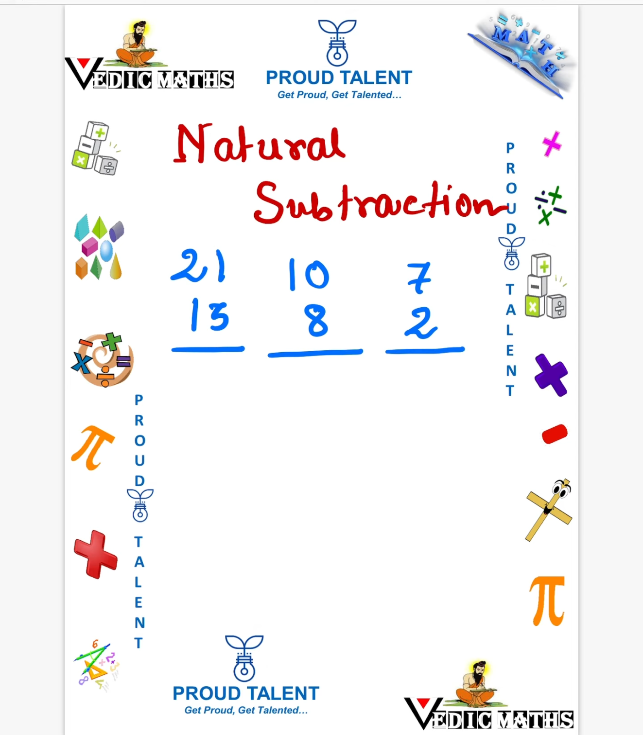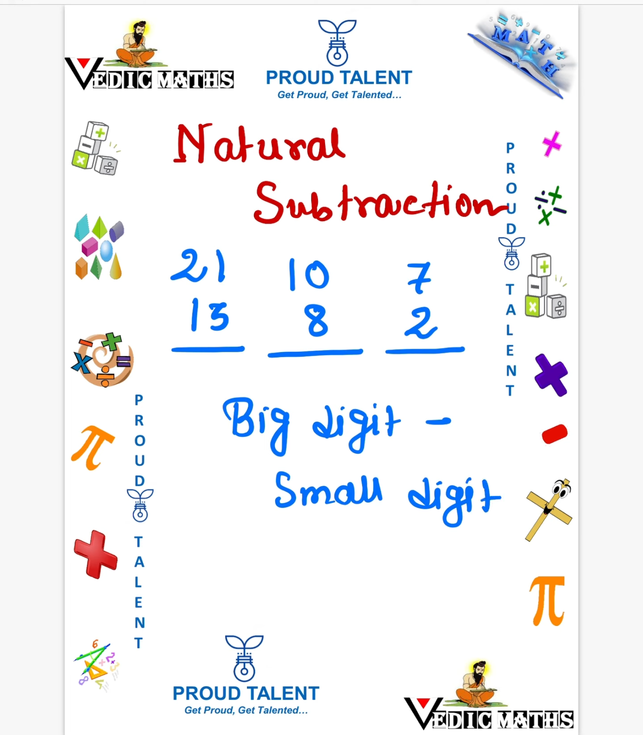Naturally or traditionally, if we subtract the small digit from the big digit, then this type is called natural subtraction. Okay, natural subtraction, this is nothing but a natural subtraction. Clear? So the small digit number should be subtracted from the big digit number.